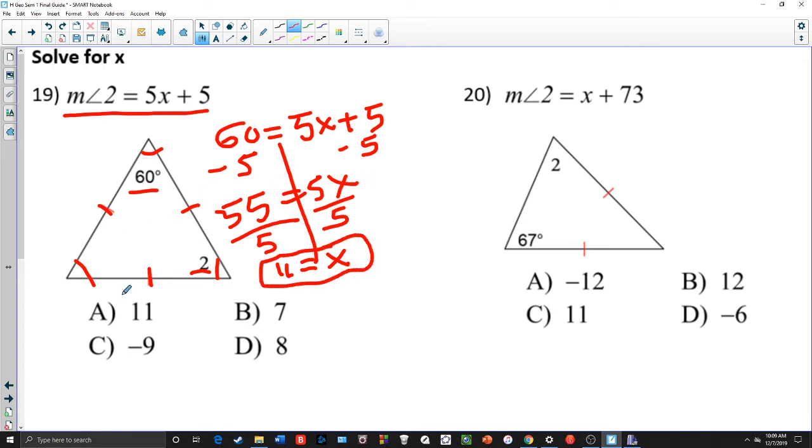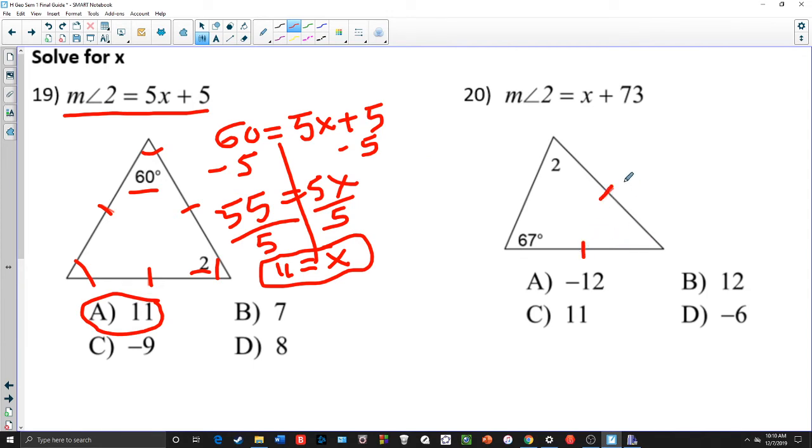So if all 3 sides are equal, that means all 3 angles have to be equal as well. So you'd set up an equation like this, and you get that x is 11. So 3 equal sides means 3 equal angles. What if you only have 2 sides equal though, like this one here, that and that?